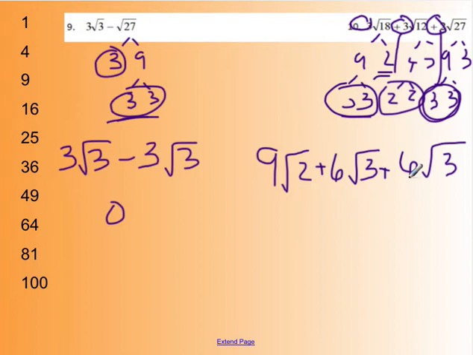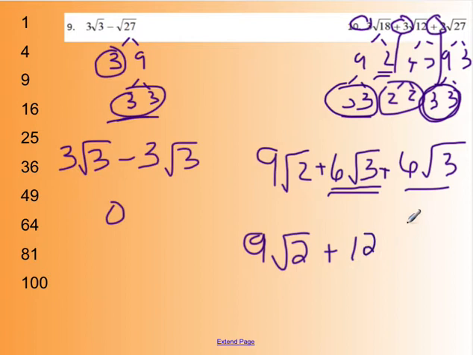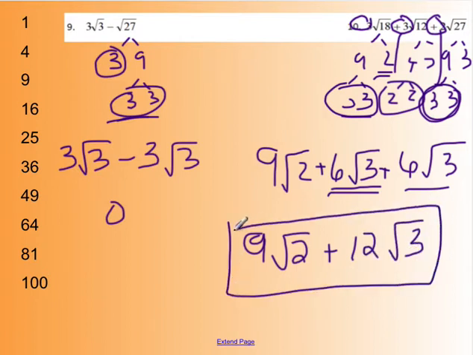So now I can go ahead and add like terms. So 6 square root of 3 plus 6 square root of 3. So we're going to have 9, there we go, square root of 2, and then I can add 6 square root of 3 plus 6 square root of 3, which is 12 square root of 3. So this right here is my final answer for number 10.